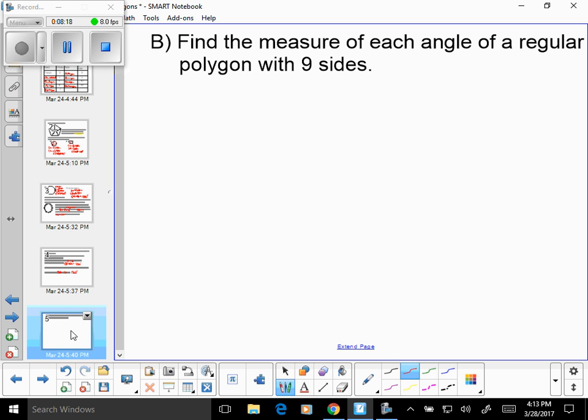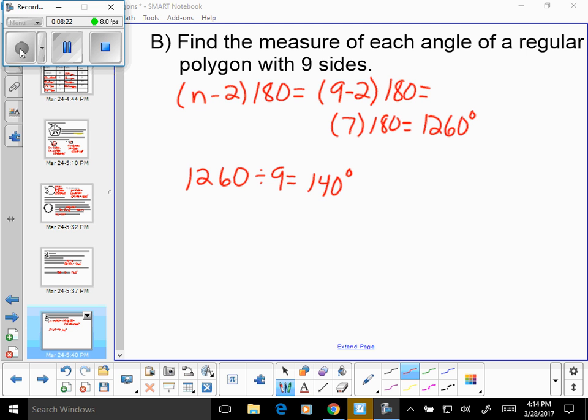Now, at this point, you please hit pause and you do example B of working with a regular polygon with 9 sides, otherwise known as a nonagon. Okay, here's the work that you should have shown, that the nonagon has the sum of the interior angles of 1,260. When you divide by 9, each of the interior angles will be 140 degrees for a regular nonagon.